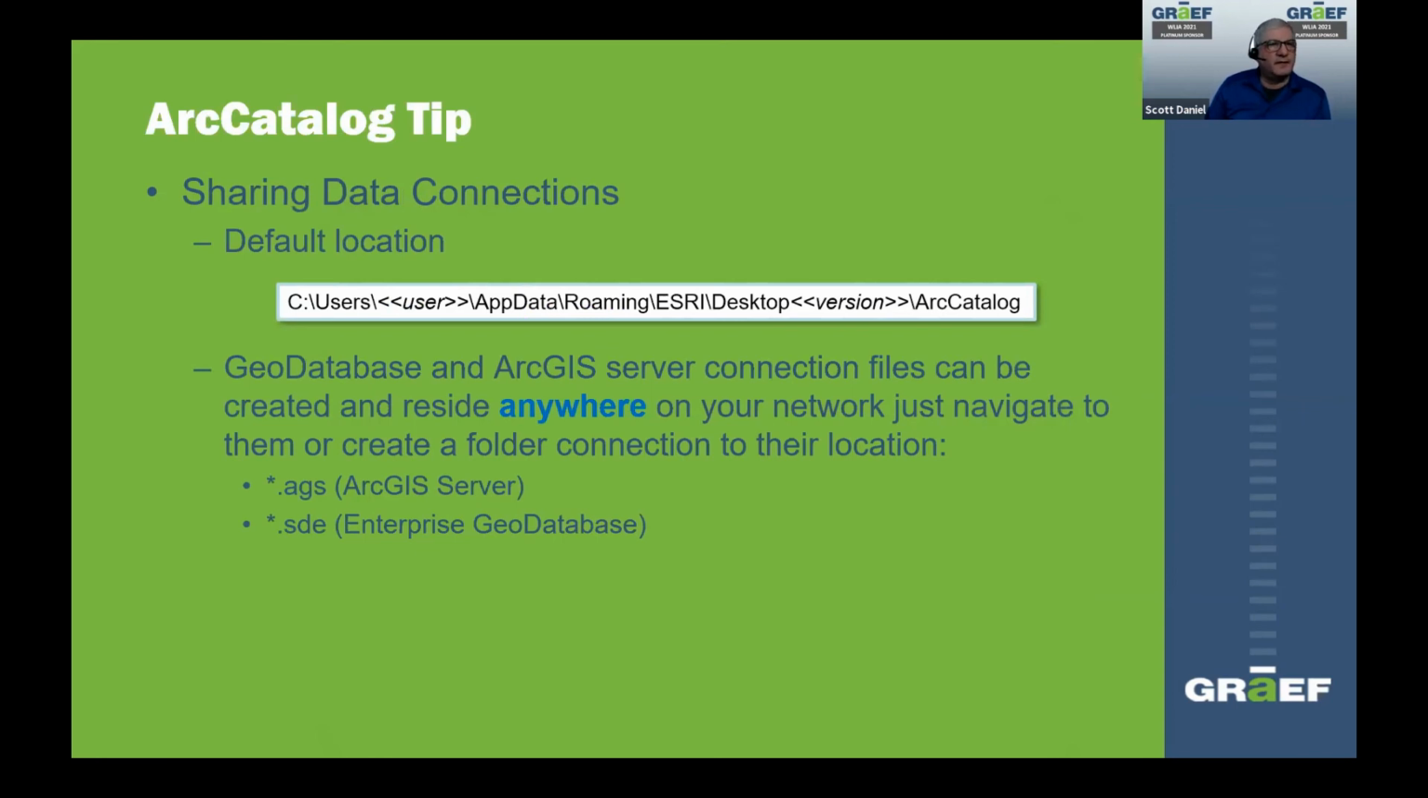Real quick tip on our catalog, really not necessarily related to SQL, but your catalog data is stored in AppData Roaming Esri, and then the version you have inside ArcCatalog. You'll see that there are files in there, files that are .AGS for connections to ArcGIS Server, and .SDE that are enterprise geodatabase connections. These do not have to live in the user's folder. These could be anywhere on your network. So if you have connections that you've created, you could store these on your network and just create a folder connection to that folder on your network, and others can use the same connections.